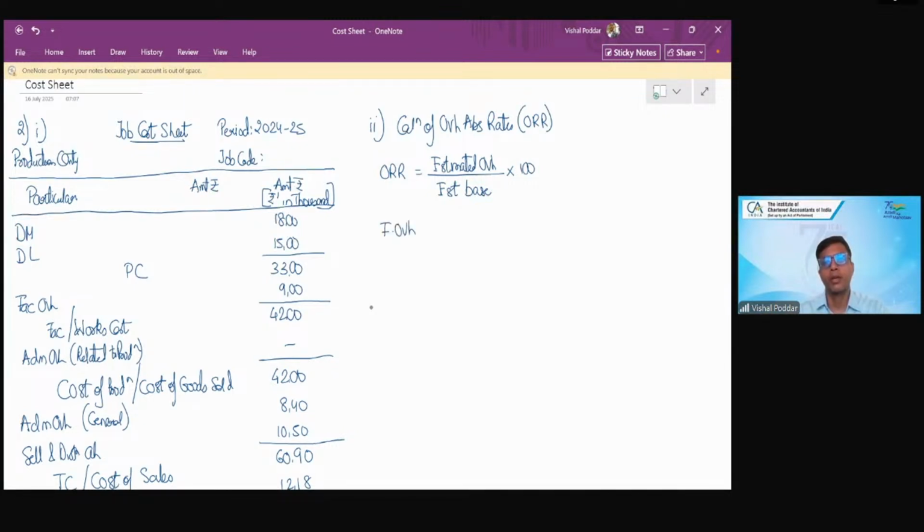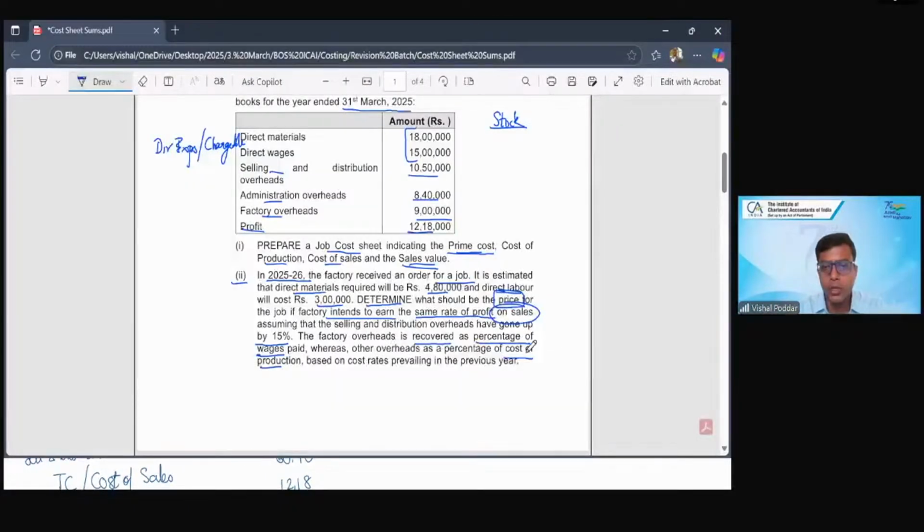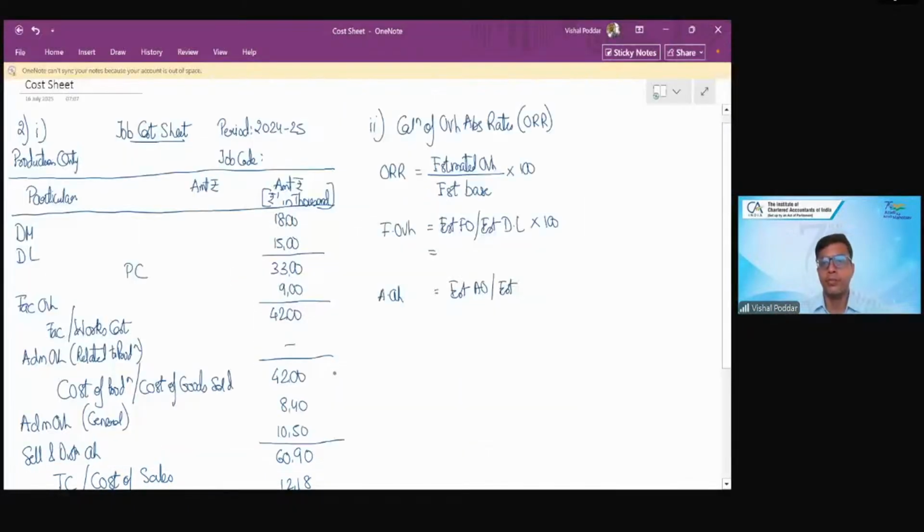Now, firstly, for factory overheads, it is estimated factory overheads upon estimated direct labor, because they have asked us to take the wages as the base. Then for administration overheads, it is estimated administration overheads upon estimated, I think they said cost of production. Other overheads, percentage of cost of production. Yes. COP into 100. And similarly, selling and distribution overheads, it is estimated selling and distribution upon estimated COP into 100.